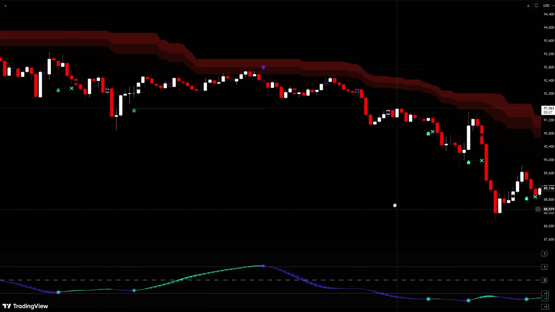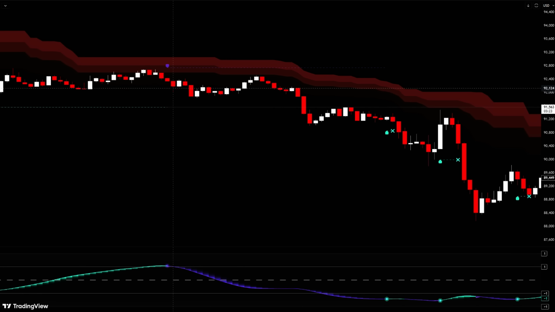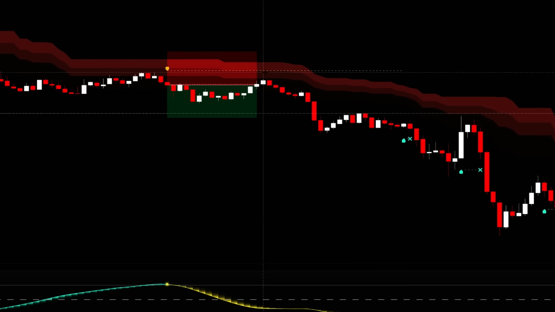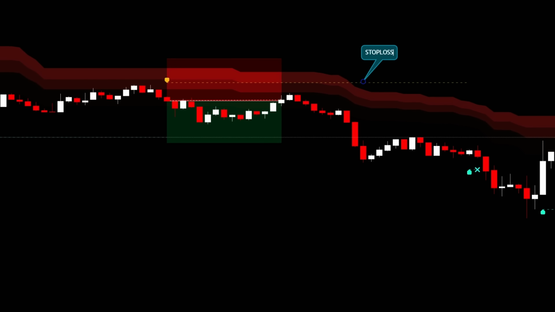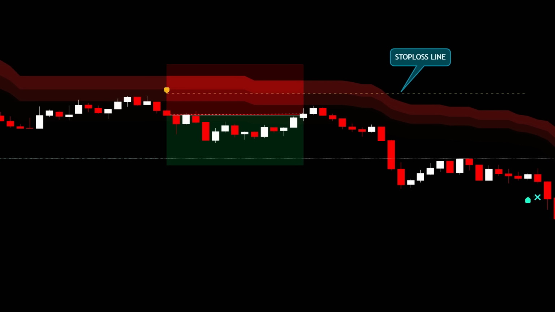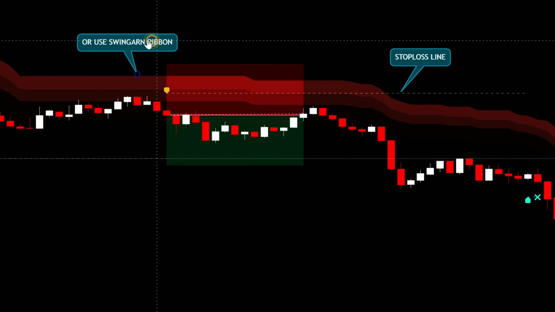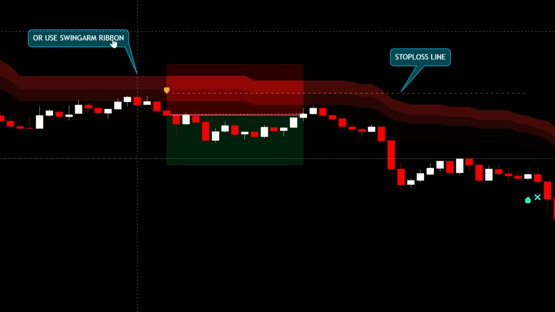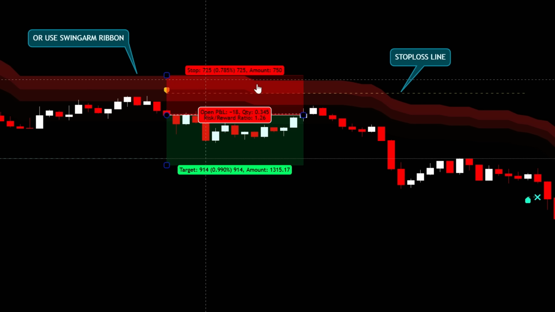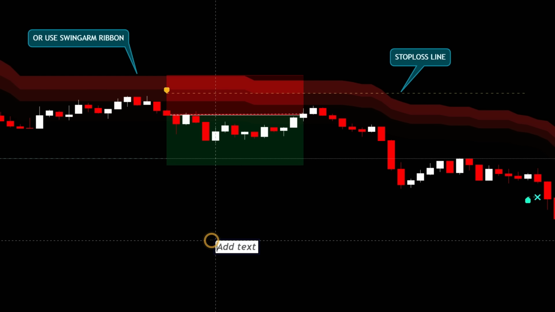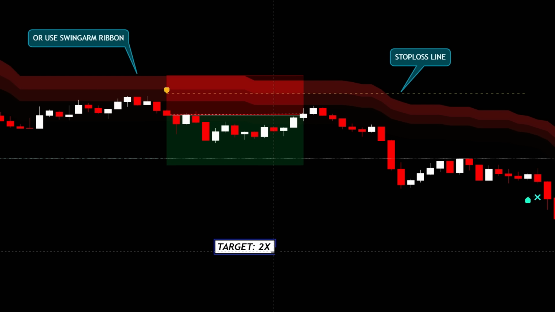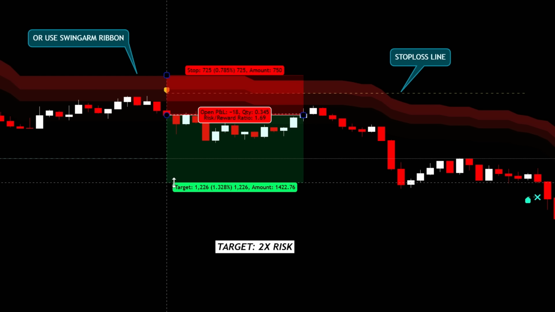For the sell trade, a stop loss is placed above the dashed line created by the indicator or above the red ribbon. The placement is logical. If price moves above those levels, the downtrend condition that justified the trade is no longer valid. The stop loss is structural, not emotional. The target is set at least 2 times the risk. This ensures the strategy works even if not every trade wins.